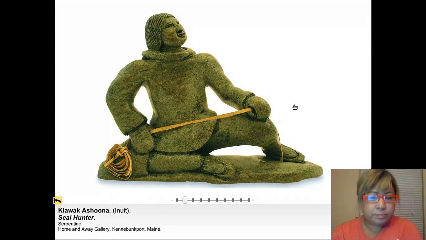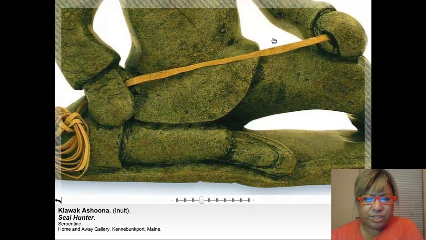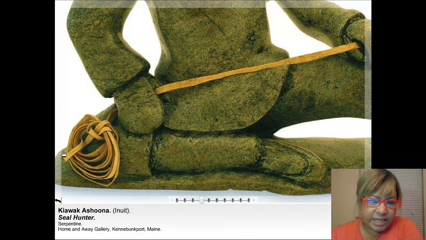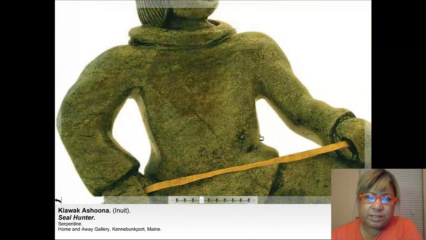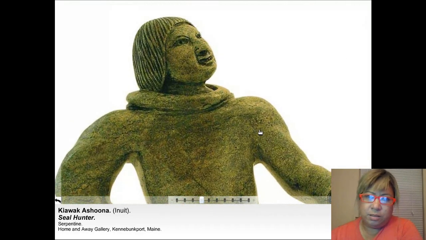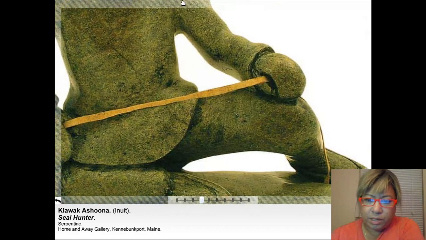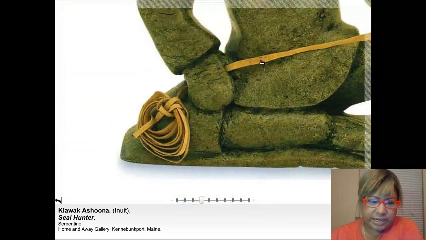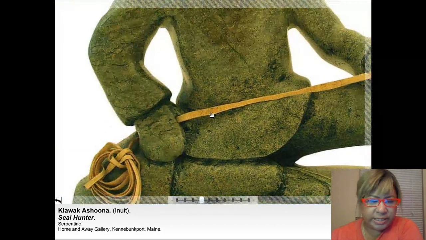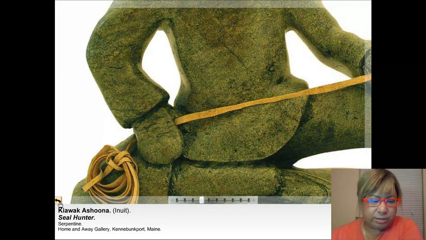Ooh. And this is called Kiawak Ashuno, and it's Inuit, and he is a seal hunter. And let's look at this one right here. They said it was made out of stone. He's got a piece of leather in between his hands. I think they did a really good carving of him. And he looks like he's on the ice and he has gone hunting to find some seal.